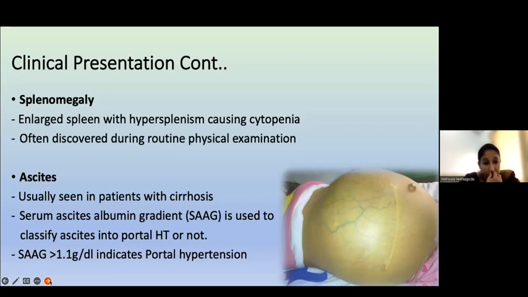So when the number is above 1.1 grams per deciliter, that indicates portal hypertension. Because if you remember your physiology, when your portal pressures are increased, it pushes your albumin as well as fluids into the space, which increases the serum ascites albumin gradient.